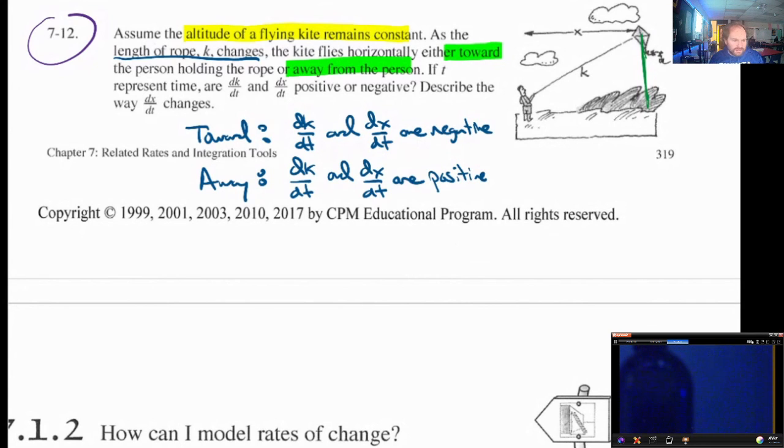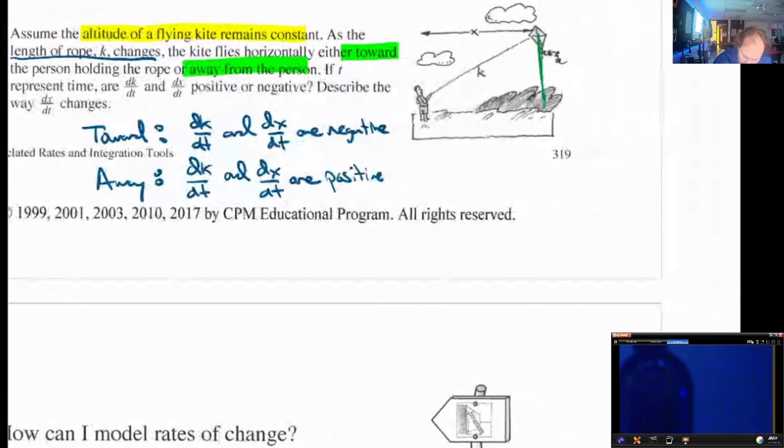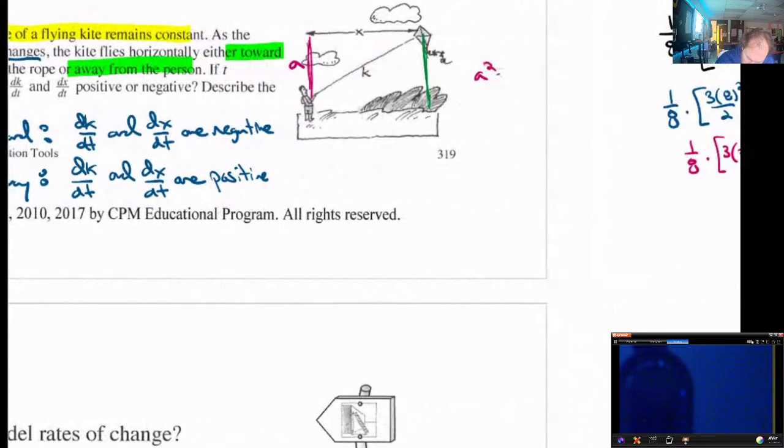As far as the way dx/dt changes, you can think about this. I think right now we're not really focusing on formulas at all. But keep in mind that there is a constant height right there. What I want you to see is this Pythagorean Theorem thing happening here, where the relationship is that a squared plus x squared equals k squared. That's the relationship that we're going to build off of.